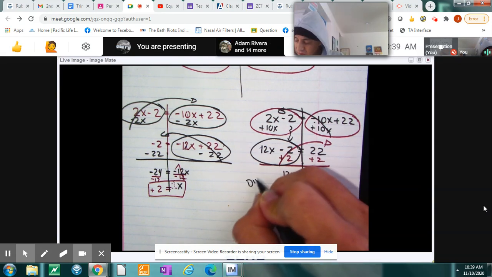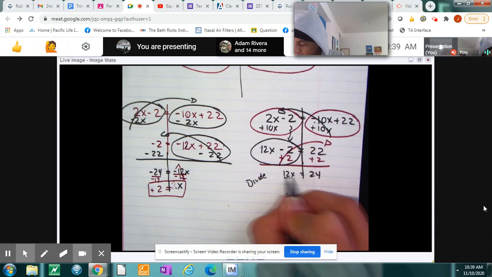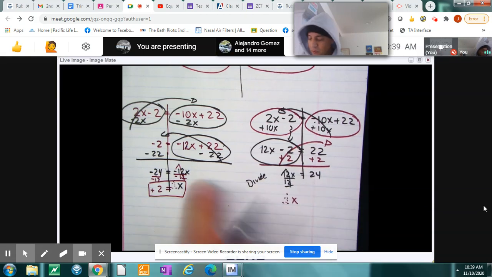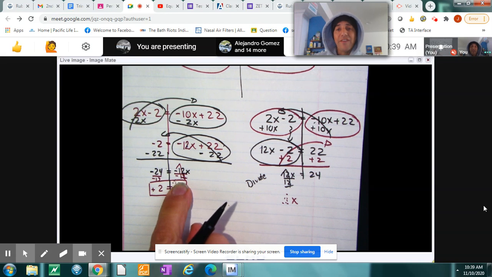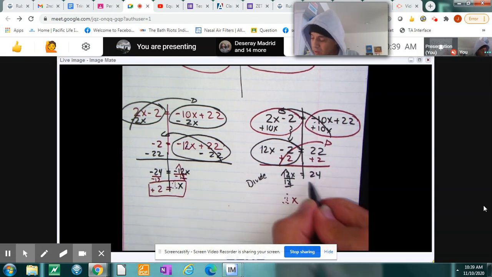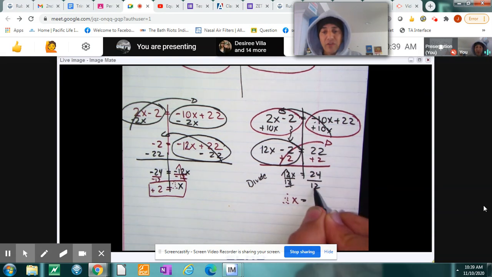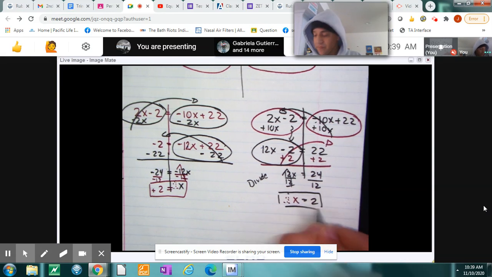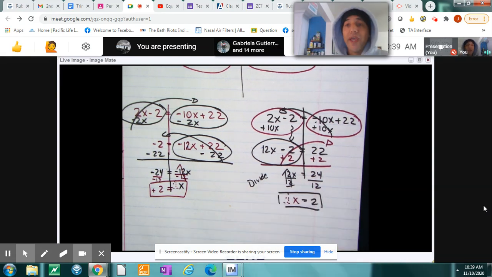Okay, now I could divide. Now I could divide by 12 because that'll give me my 1. Over here we divided by -12 because negative divided by negative is a positive. Here we just divide by 12, and what you do on one side you do to the other. So what's 24 divided by 12? Again, that's 2. Desiree, did you do it this way?